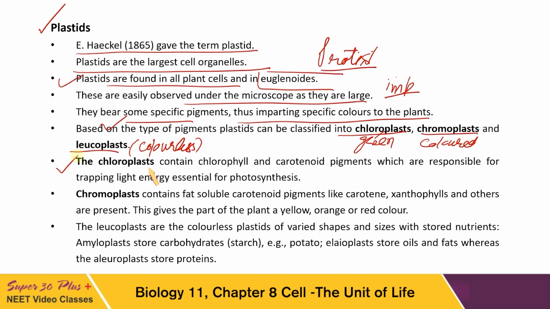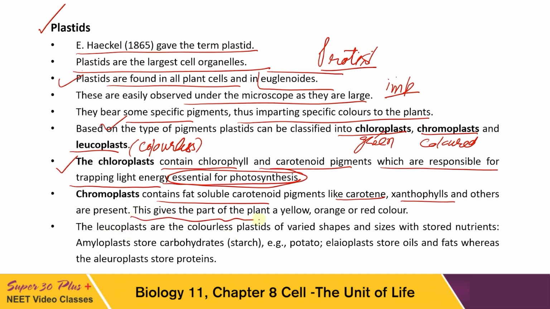Okay. Chloroplast contains chlorophyll and carotenoid pigments, which are responsible for trapping of energy. Chloroplast is responsible for photosynthesis. Chromoplasts contain fat soluble carotenoid pigments like carotene, xanthophyll, and others. These are present in chromoplast. They give parts of the plant different colors except green: yellow, orange, or red. This is found especially in petals, which are colorful to attract insects. Chromoplasts are found in petals and other parts of the plant.